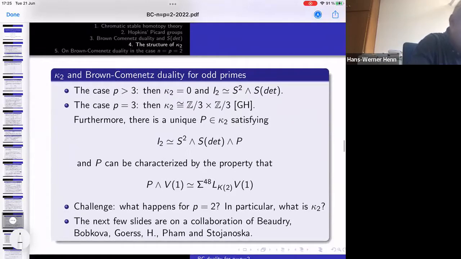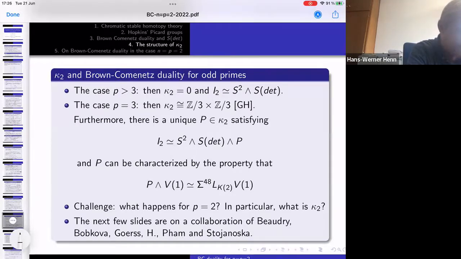And that specifies it in one of the two C mod 3 factors, and the other factor is not even involved. So the challenge that we have now is what happens for p equals 2. And that's related, of course, to first identifying what is kappa 2.